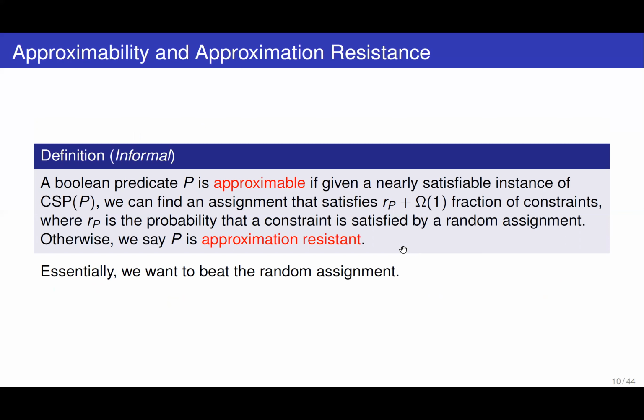We say that a Boolean predicate P is approximable if, given a nearly satisfiable instance of CSP(P), we can find an assignment that satisfies r_P plus some constant fraction of constraints, where r_P is the probability that a constraint is satisfied by a random assignment. Otherwise, we say P is approximation resistant. So essentially, in this definition, we want to beat the random assignment, which satisfies an r_P fraction of constraints.